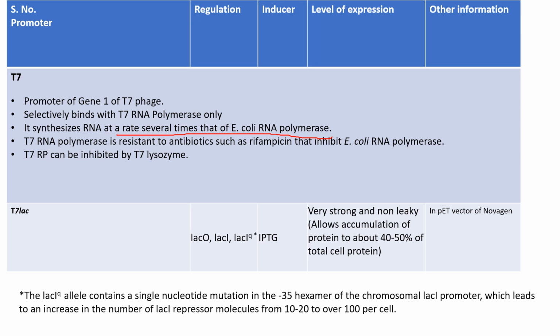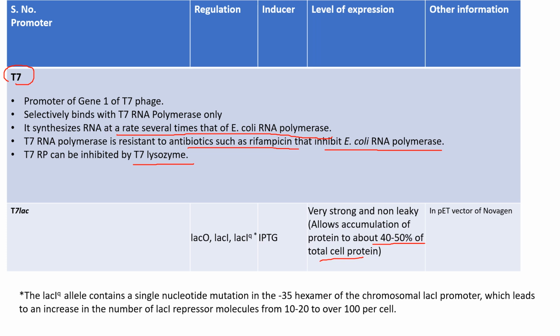T7 RNA polymerase is resistant to antibiotics such as rifampicin that inhibit E. coli RNA polymerase. Another feature is that T7 RNA polymerase can be inhibited by T7 lysozyme. So T7 is a very good promoter for the expression of heterologous gene up to about 40 to 50% of total cell protein.